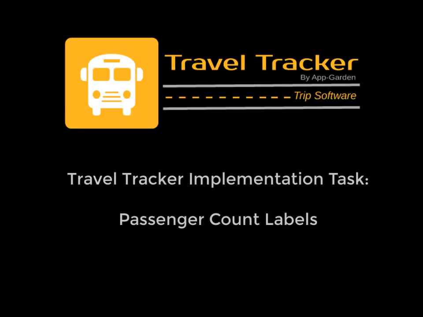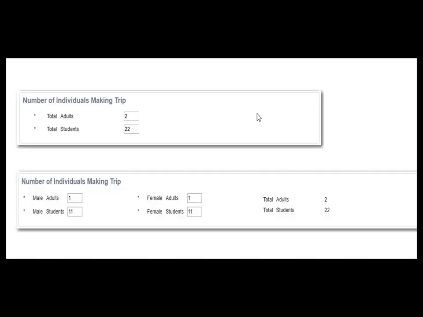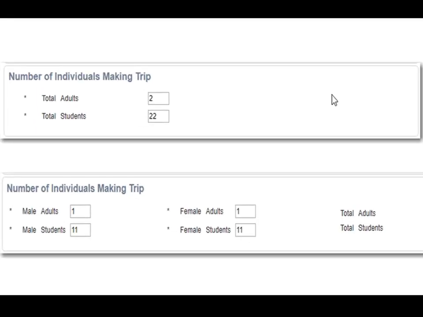Hello. In today's task, we're going to consider a couple of labels that are going to show up in the trip request form. The trip request is going to ask the requester about the number of individuals making the trip, and we can display this information in two different ways.